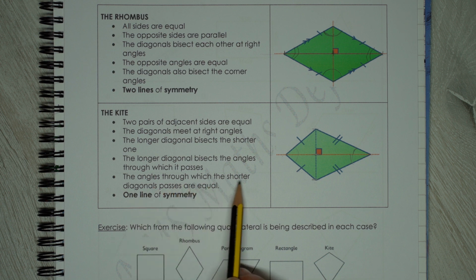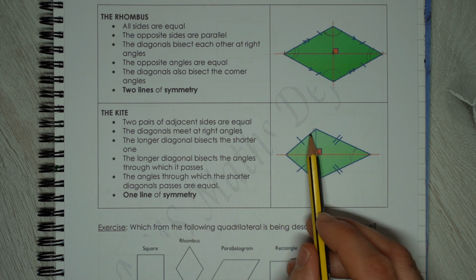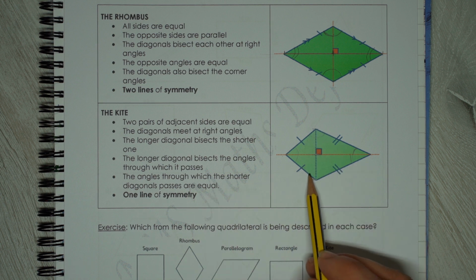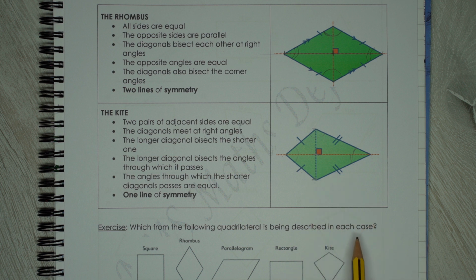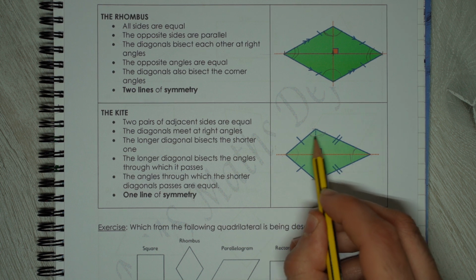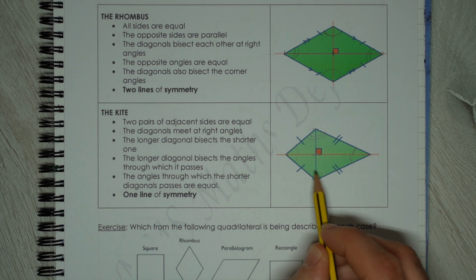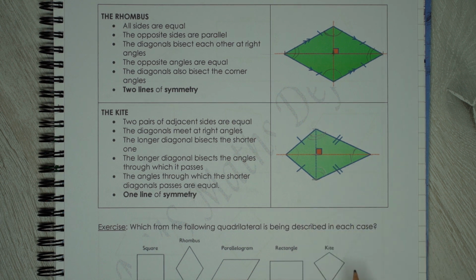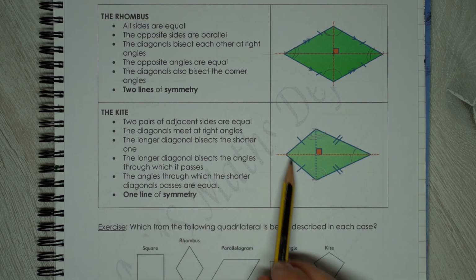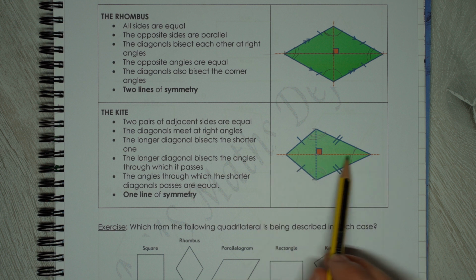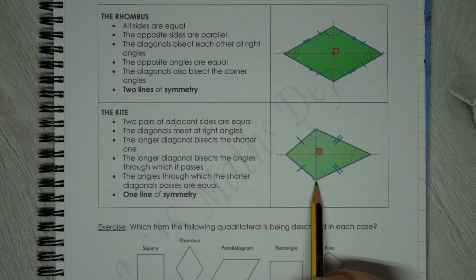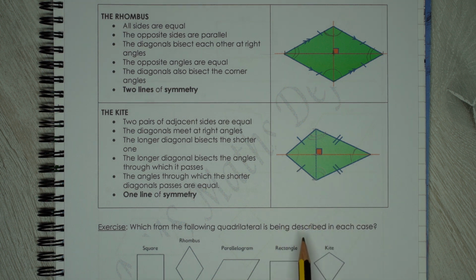The angles through which the shorter diagonal passes are equal. So this angle and this angle are equal. Okay, so we can mark these two angles as equal. A kite has only one line of symmetry, the red line. Okay, this is not a line of symmetry because this is longer than this part. Okay, so this is basically it.